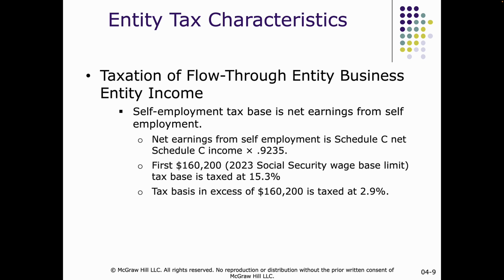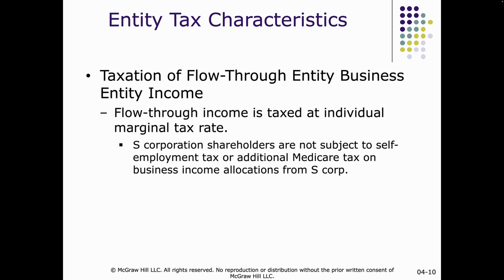And then the self-employment tax base is really your net earnings from self-employment. These net earnings are what we put on Schedule C, and we multiply the net Schedule C income by 0.9235. Then the first $160,200 of that tax base is taxed at 15.3%. Anything above $160,200 is then taxed at 2.9%. And S corporation shareholders are not subject to self-employment tax or any additional Medicare tax on business income that came from an S corp.